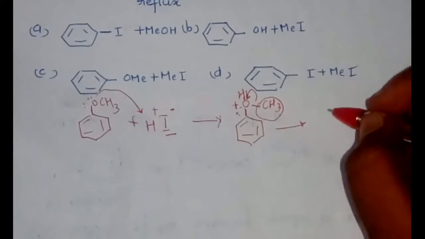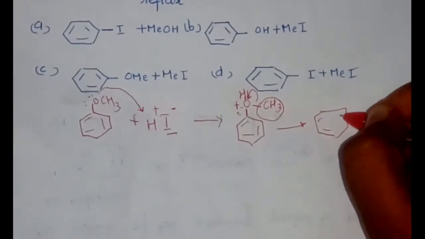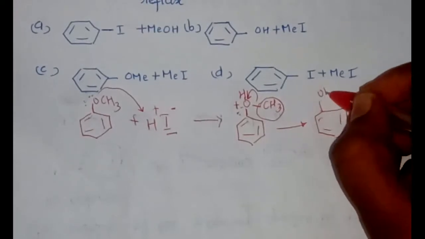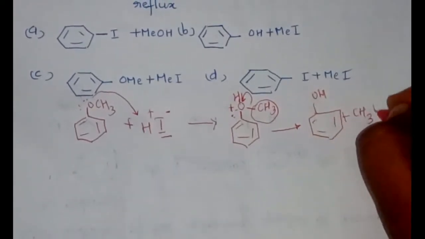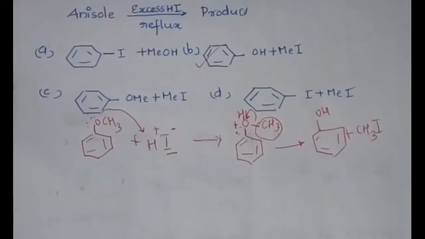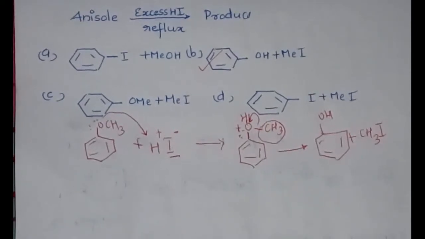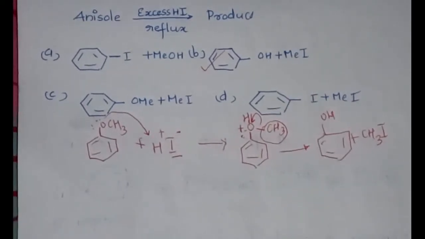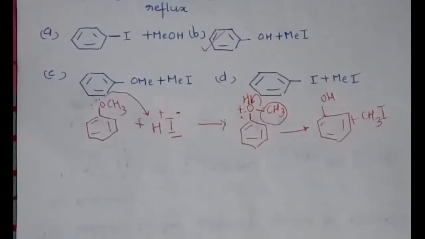So what will happen in the next step? In the next step, it will become OH here, and the CH3 plus and the I minus will together form CH3I, and therefore our answer will be option B. The anisole in excess HI and reflux, the product will be phenol and also CH3I, MeI. So now we'll go to the next question.